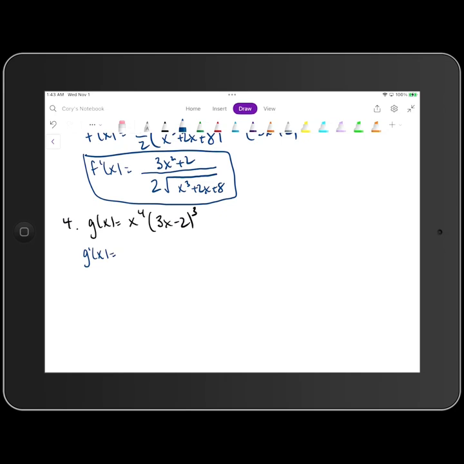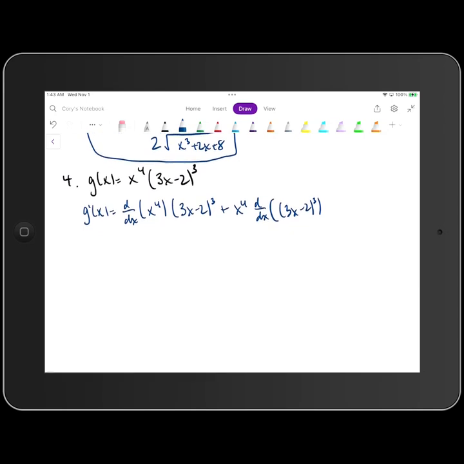But if we're going to use product rule, that's going to be the derivative of the first function. So I'm going to use d over dx to represent the derivative. So we're going to take the derivative of the first function, x to the 4th, times the second function, 3x minus 2 cubed, plus the first function, x to the 4th, times the derivative of 3x minus 2 cubed. Okay, so that's using product rule.